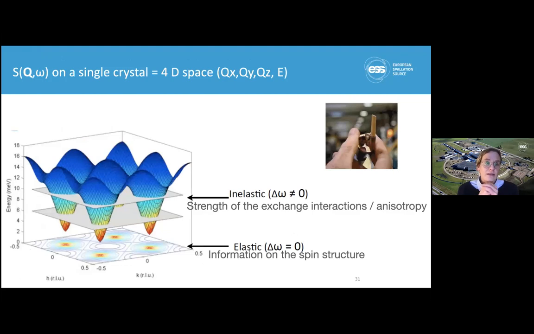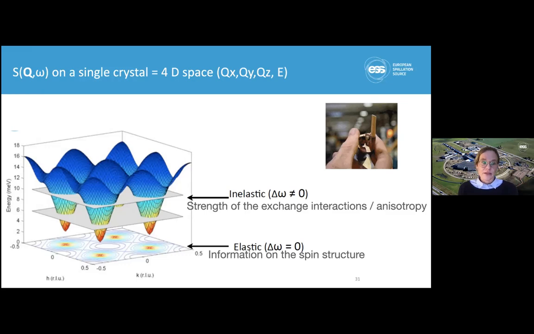What we do these days are not just single plots or single dimensions. A single crystal, as we use typically now, because it gives us information on directionality, has a four-dimensional space. Of course, it has three Cartesian directions plus the energy transfer. And this you see on this plot on the left. It's difficult to access Qx, Qy, and Qz at the same time, so Qx and Qy you typically access. And then along the y-axis, you have energy transfer. And you see the very well-defined inelastic excitations. And then the elastic information gives you information on the spin structure.